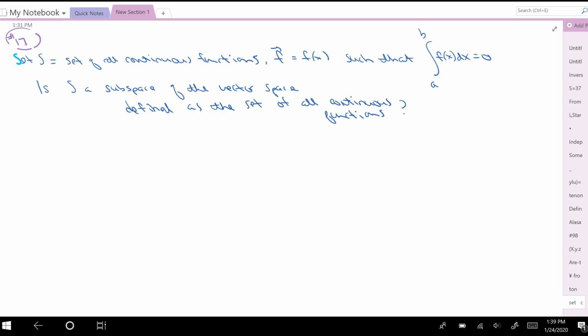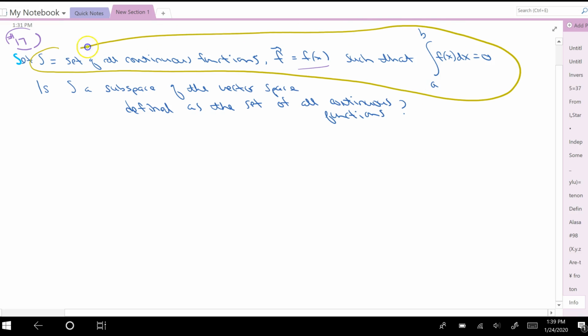All right, so here we are. Number 17: they're just giving you a set, S, the set of all continuous functions f of x such that the definite integral from a to b of f of x dx equals 0. This is the set we are going to be testing. The question is, is this set a subspace, and of course we only talk about subspaces of vector spaces, of the vector space defined as the set of all continuous functions?